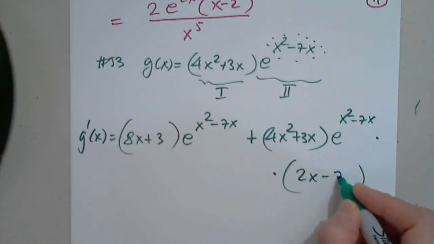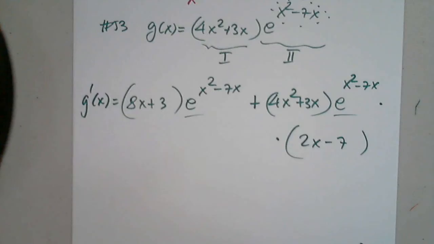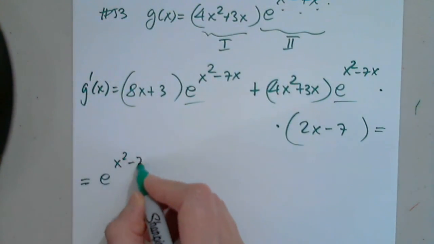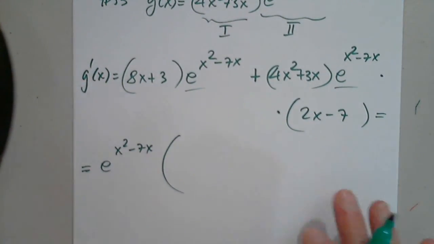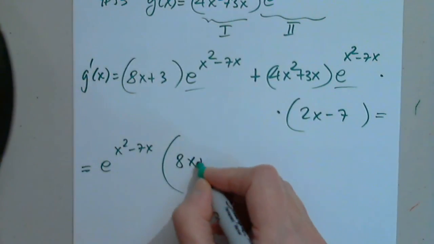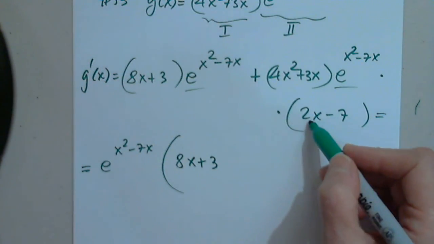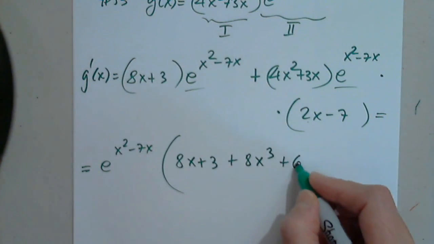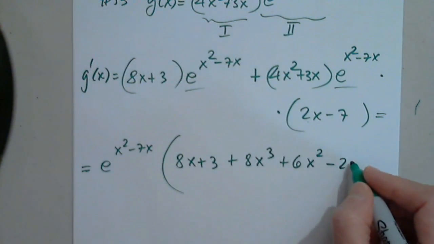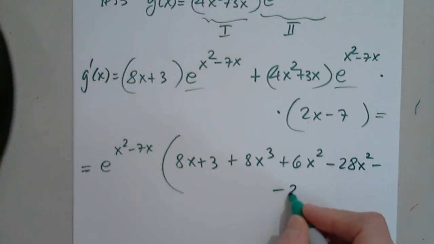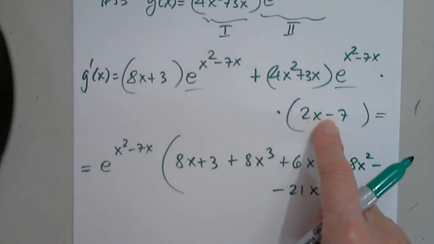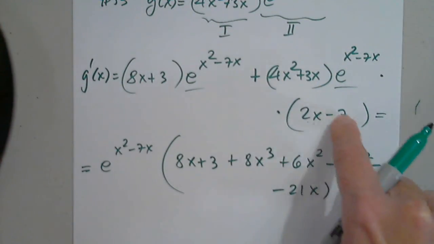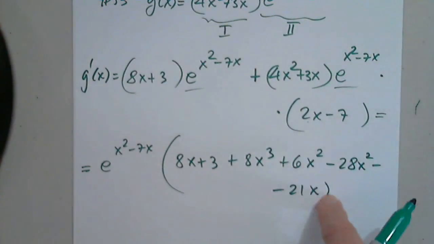2x minus 7. Awesome. Of course, I'm going to factor out e to x squared minus 7x because it's common to both terms, and I'm going to see if I can simplify in any way. So this is 8x plus 3, but here I have to multiply these two, because these are in a product. 2x times this, 8x cubed. 2x times this, 6x squared, minus 28x squared and minus 21x.